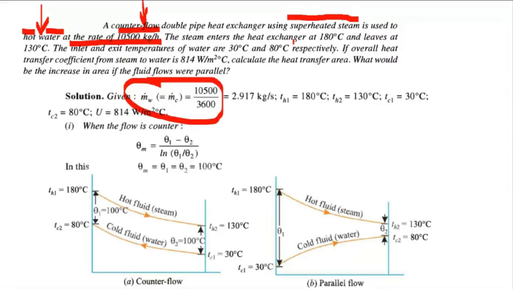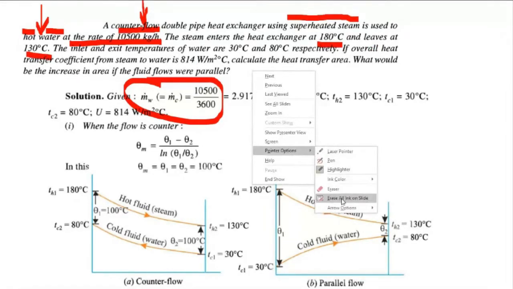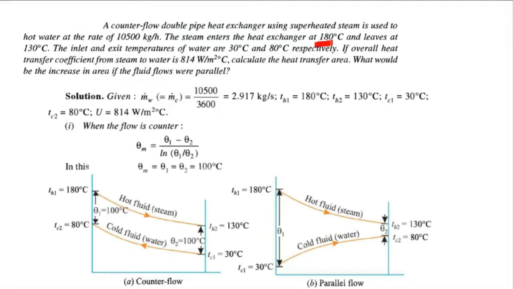Now, steam enters the heat exchanger at 180 degrees Celsius. It leaves at 130 degrees Celsius. It means that the inlet temperature of steam is 180 and outlet temperature of steam is 130. So here we have inlet of the hot fluid. Since it is counter flow, we will see this diagram. It is entering from this side and it is leaving from this side. Inlet temperature is 180. This is TH1 value and this is TH2 value. TH2 is 130 degrees Celsius.